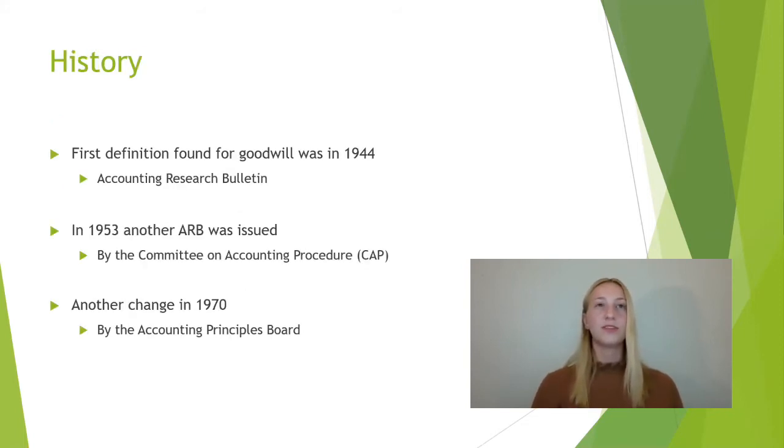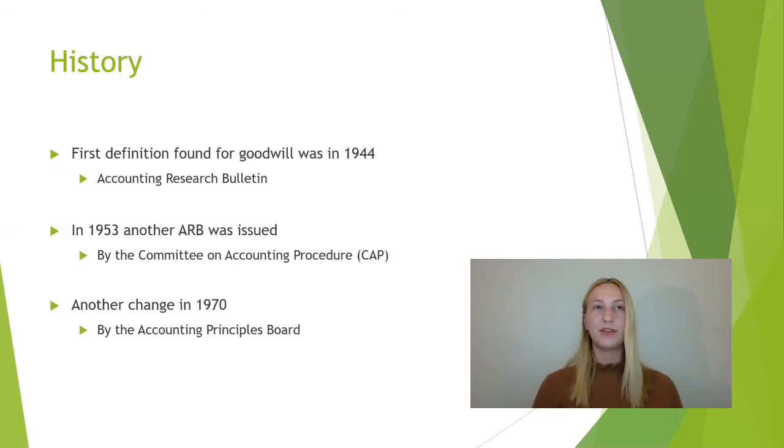Goodwill has been used since 1944 when an accounting research bulletin was issued. In this, it allowed the following approaches in the subsequent accounting for goodwill: permanent retention as an asset, amortizing against earnings, retained earnings, or additional paid-in capital, and an immediate charge against retained earnings or additional paid-in capital.